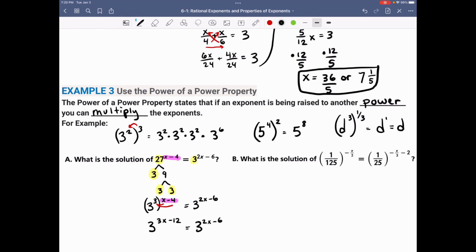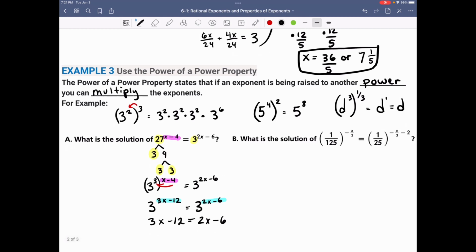Now, you can see that the bases are the same. So we can just write 3x minus 12 equals 2x minus 6. That's just using the exponents, rewriting it as just the exponents, and the base goes away. All right. Phew. This is some complex stuff, and you guys should feel pretty smart for being able to follow along with this. Now, I need to solve this.